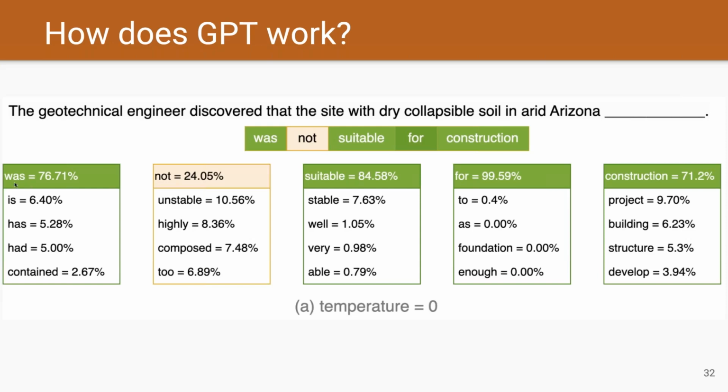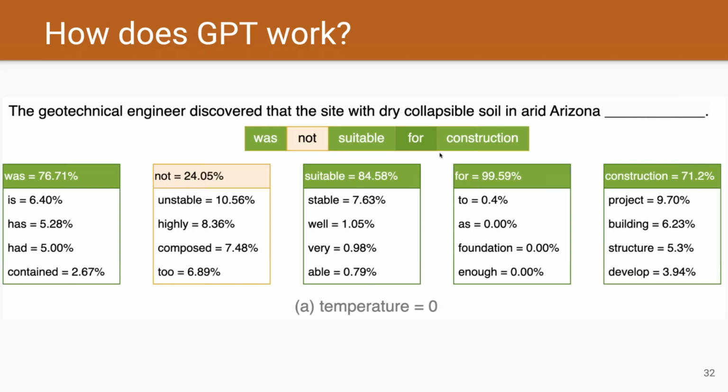And here it is saying it was not suitable for construction because it's a dry collapsible soil, so naturally it was not suitable for construction. What's interesting here is it's always picking the most highly probable word. So once it picks was, which is 76% probable, it goes to the next probable word, which is not, and then suitable for construction. And this happens when you have set the temperature setting to be 0. That is to say, don't be creative, just pick the most probable one.